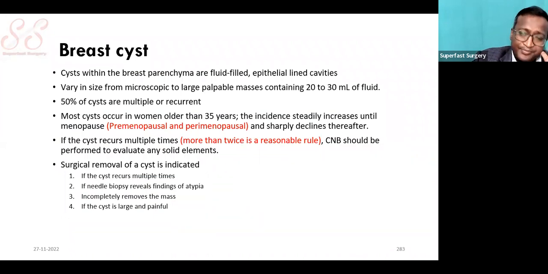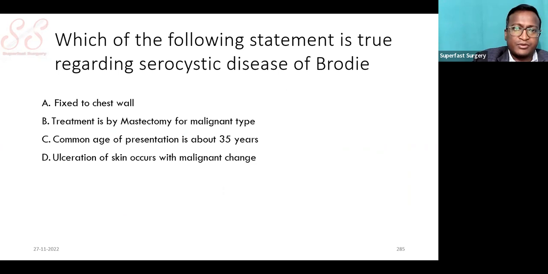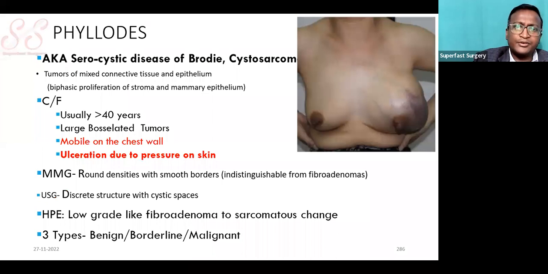The breast cyst is another ANDI. Fibroadenoma, we all know it is hyperplasia of a single lobule and it is encapsulated. We call it giant fibroadenoma when it is more than 5 cm. So which of the following statements is true regarding serocystic disease of Brodie, that is phyllodes. So treatment is by mastectomy for malignant type. So phyllodes is a very important topic. It is also known as serocystic disease of Brodie and cystosarcoma. It is basically a sarcoma of the breast. So the way we treat extremity sarcoma, it behaves similarly.